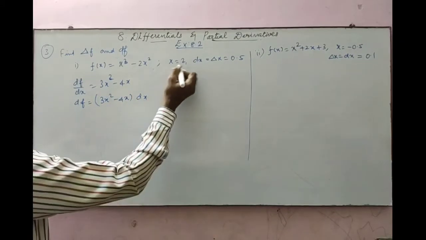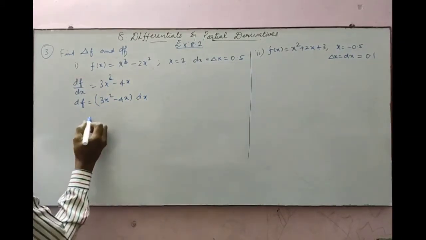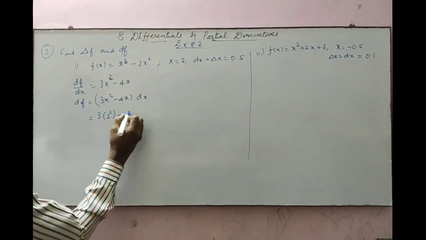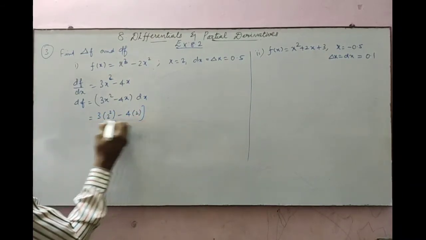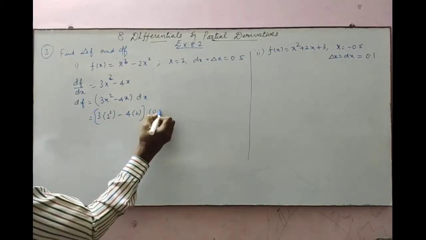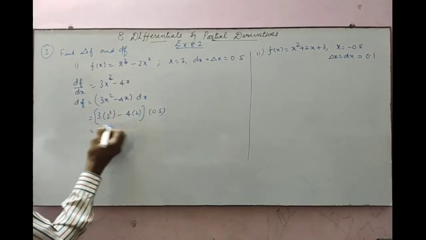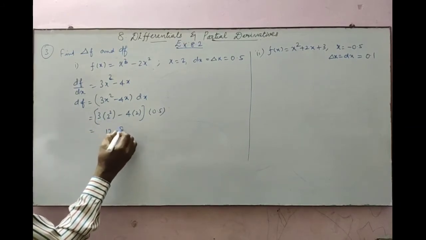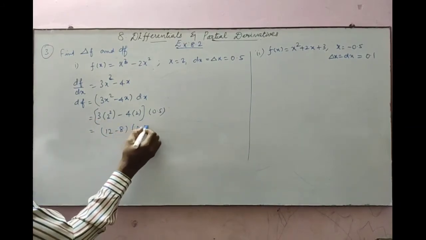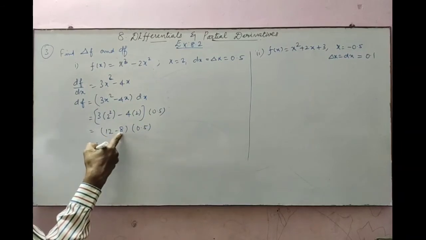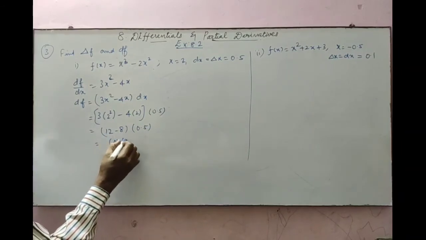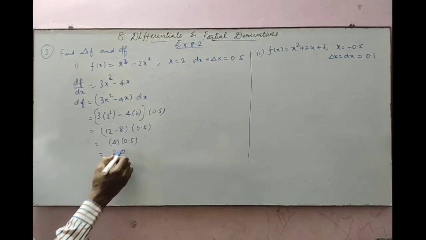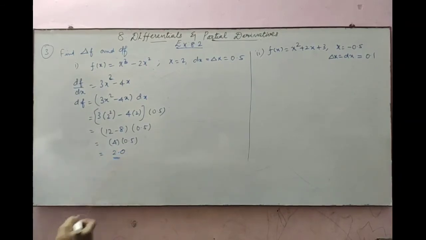Now substitute the value of x as 2 and dx as 0.5 in this equation. You will get 3 into 2 square minus 4 into 2 into 0.5. First you simplify this inside the bracket. 2 square is 4, 4 3s are 12, 12 minus 8 into 0.5, 12 minus 8 gives 4, 4 into 0.5 gives 2.0. So this is the df.